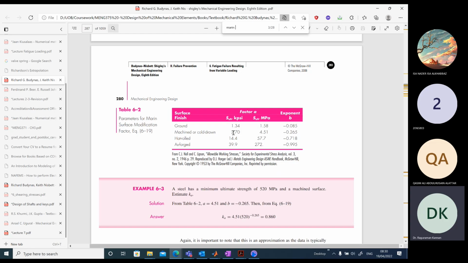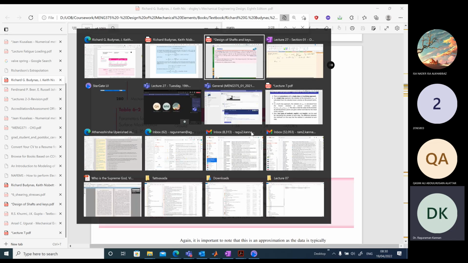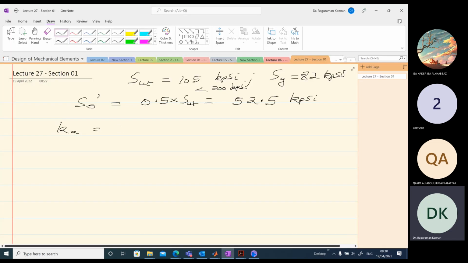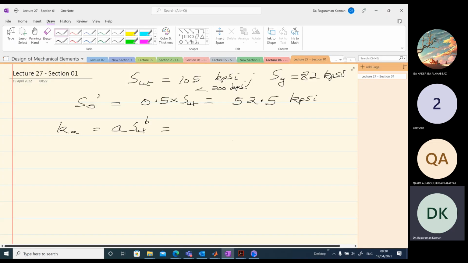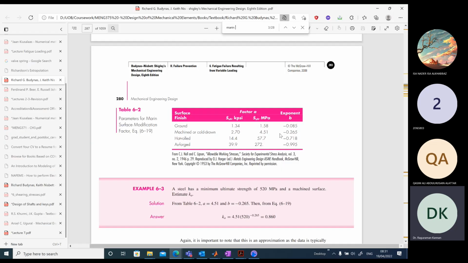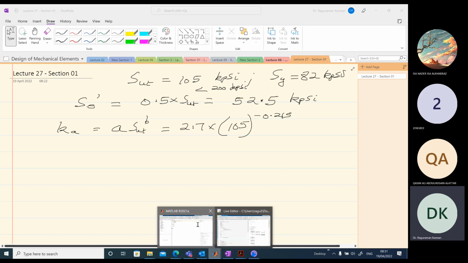It is machined and we are using English units. So 2.7 here is the formula, a Sut raised to the power b, and the a value is from the table here, 2.7. The Sut value is 105 raised to the power b. b is minus 0.265. So let's calculate this in MATLAB.